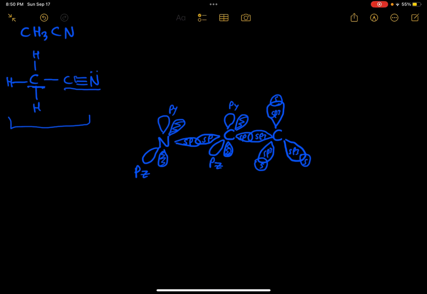And as we see here, there is a lone pair on nitrogen, and this lone pair is gonna go right here, and this orbital is gonna be an sp since it's linear. And this is the molecular orbital for acetonitrile.